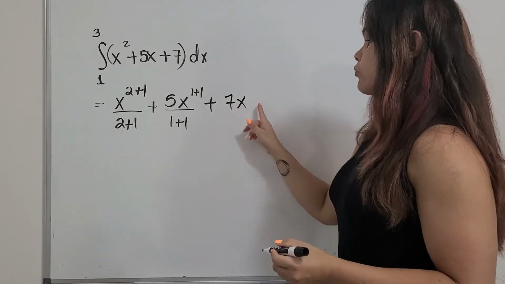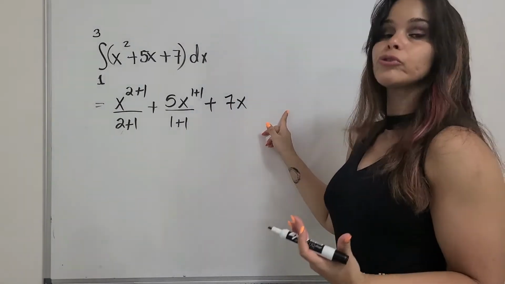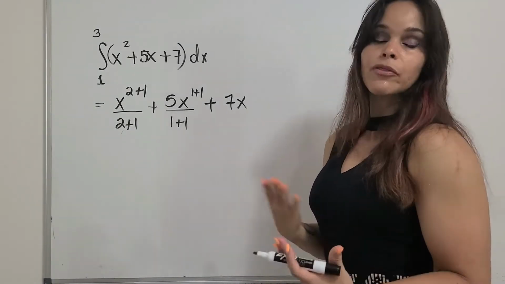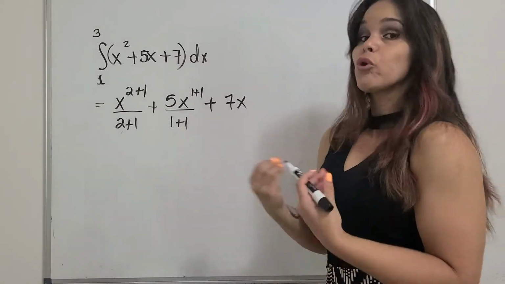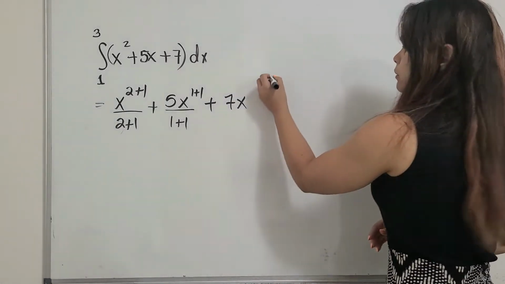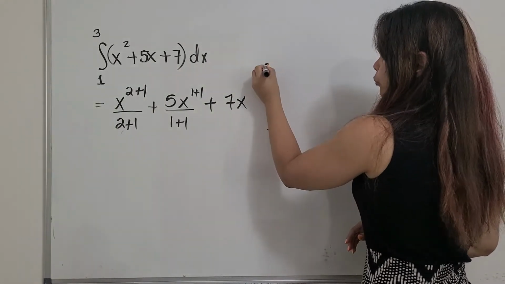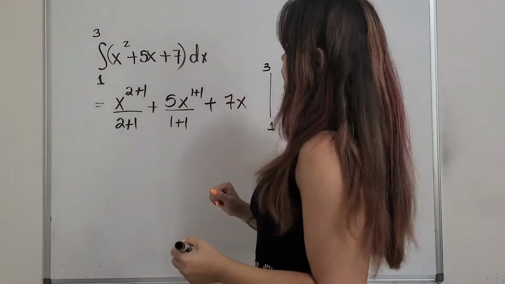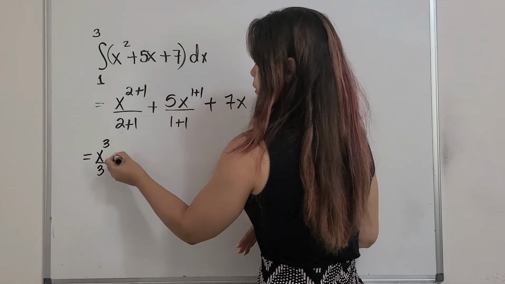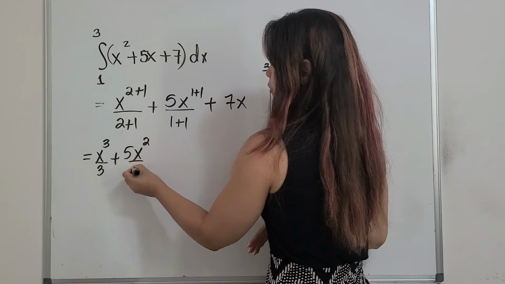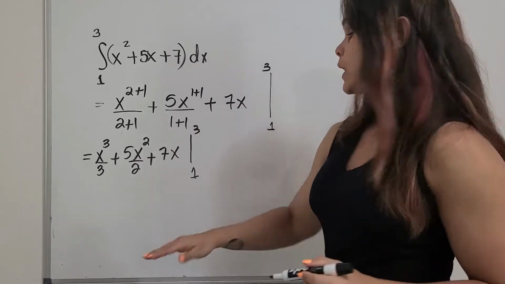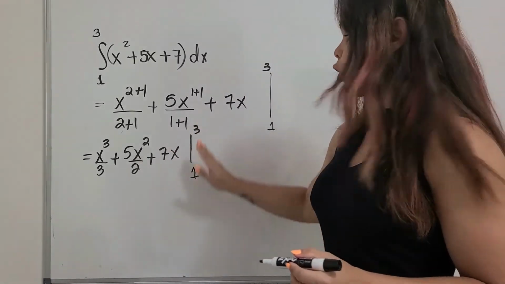Now we're not going to write a plus c here like we used to when we have an indefinite integral. We're going to evaluate as the Fundamental Theorem of Calculus says. Okay, so we're going to notify. We're going to use the symbol letting know that we're going to evaluate, which is a little bar here with the 1 and the 3, which are the numbers that are expressed here. Okay, so let's simplify a little bit. This is going to be x cubed over 3 plus 5x squared over 2 plus 7x, and now we can evaluate. So remember, the upper limit minus the lower limit, upper minus lower.